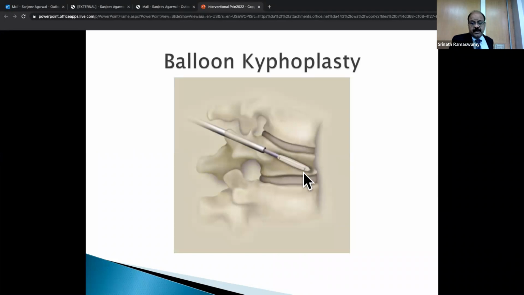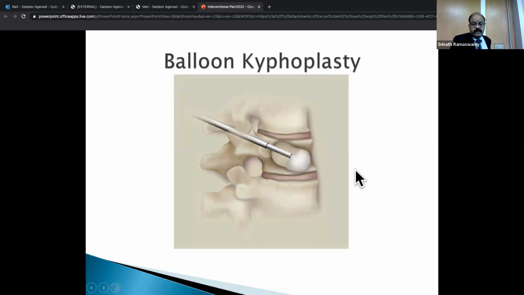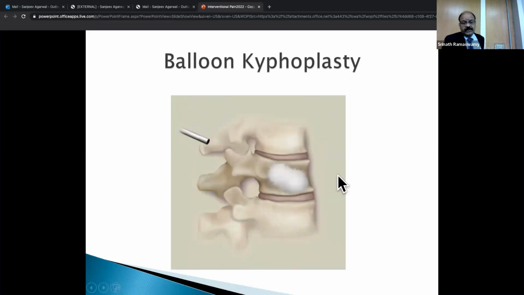The results are slightly better with kyphoplasty, but depending on the age of the patient and other comorbidities, it may be safer to do the vertebroplasty, the quicker procedure. So this is how it looks. Once you have restored height, then you can put in the cement. So this would be the result.